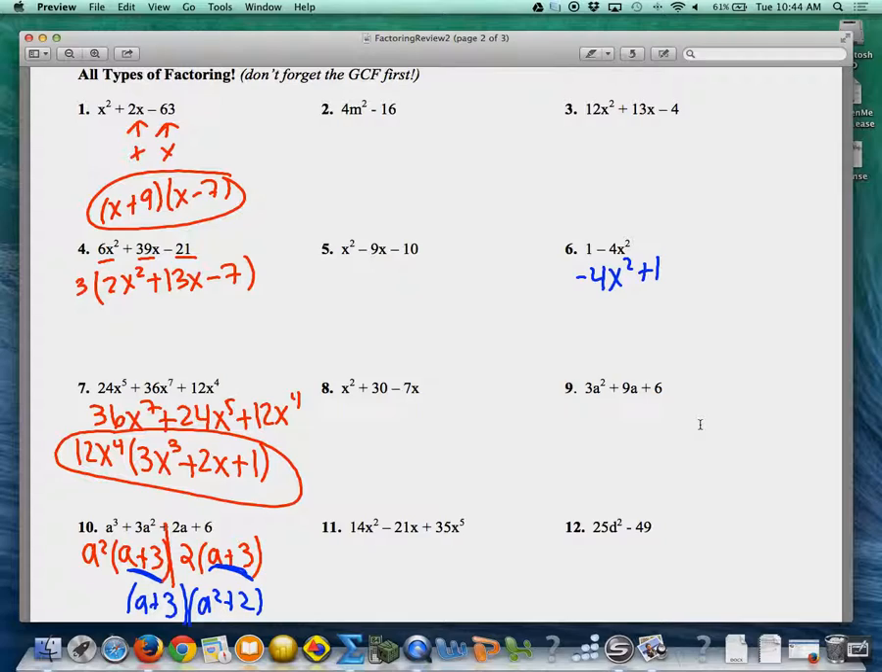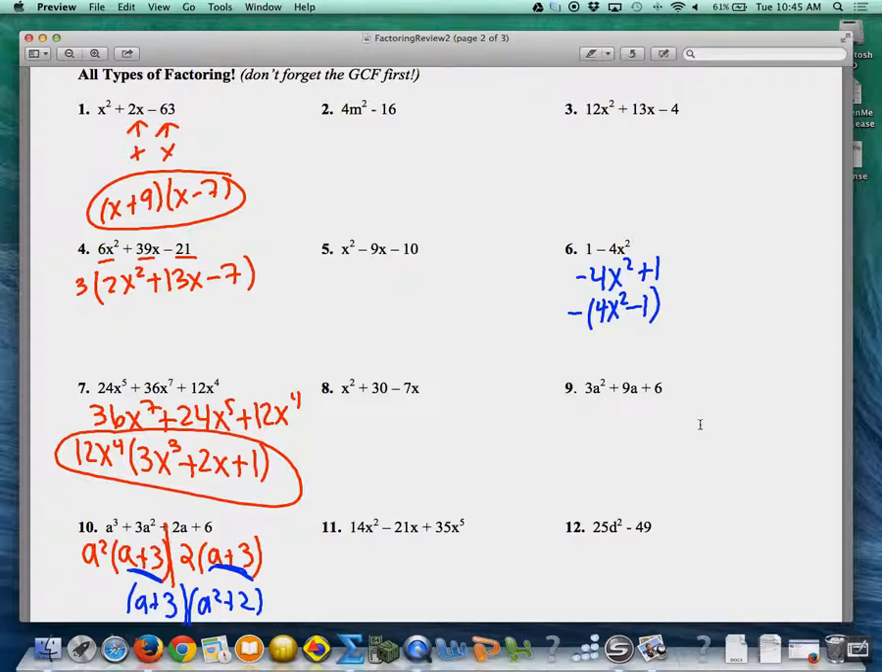Do you guys like negatives? No, I personally hate negatives. So the fact that it says negative 4x squared just makes me cringe a little bit. So take out that negative. So this becomes a positive 4x squared. But you have to remember, if you have positive 1 and you take out a negative, it becomes negative 1. Okay, that looks a little bit better to me.